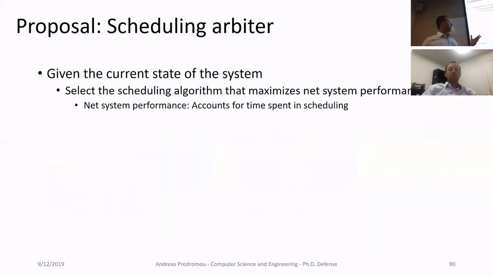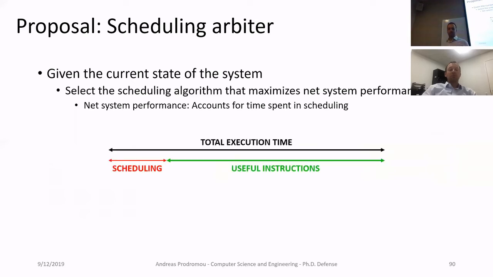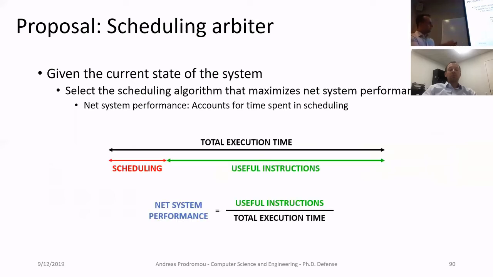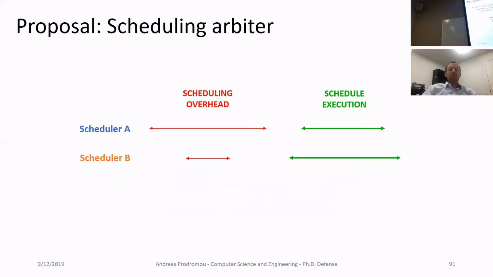What we propose is a scheduling arbiter that, given the state of a system, just selects 1 out of 6, in our case, choices, in a way that maximizes the net system performance, which is defined as the ratio of useful instructions over the total execution time, which includes the scheduling overhead. To give a toy example, we have two schedulers.